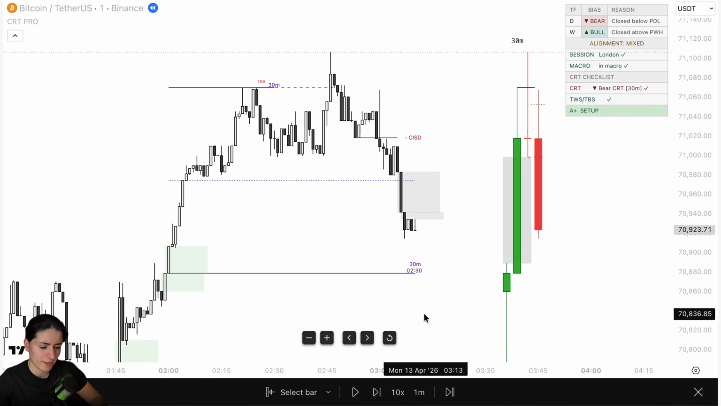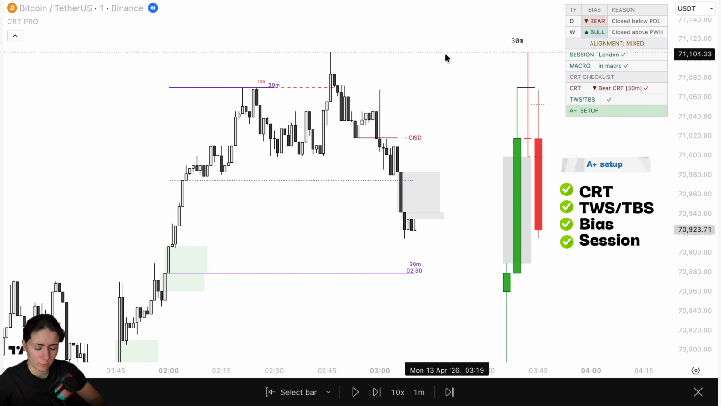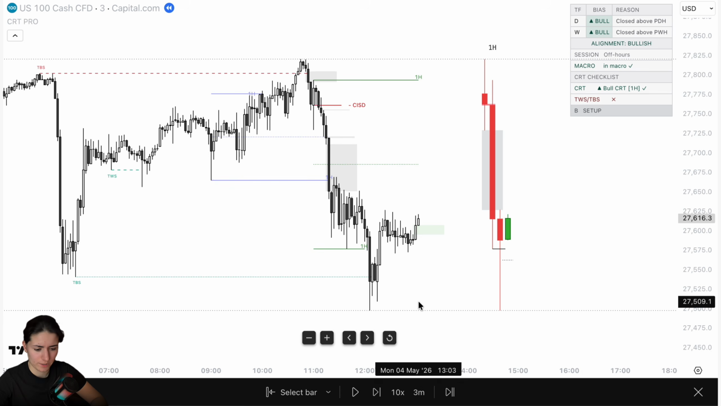And the last one, A plus setup. CRT formed during London or New York AM session, plus liquidity sweep, plus bias alignment. These two sessions matter because they have more volume than other sessions. And on top of that, the bias agrees with what the CRT is doing. Let me show you some examples to make it clearer. So let's pay attention to this example.